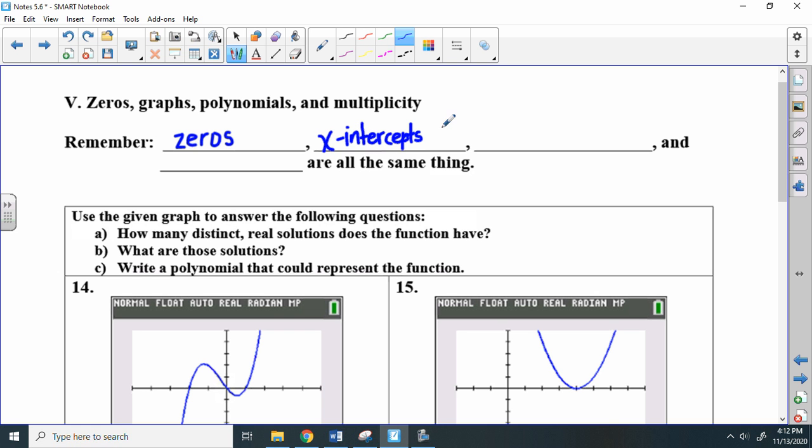And they are also the same thing as solutions. Now, I need to be a little more specific about that because it would be the same thing as real solutions. Because when you solve an equation and you get the zeros and the x-intercepts, that doesn't actually show you any complex solutions. So maybe we'll put real in parentheses. So zeros, x-intercepts, real solutions, and another term that you may see at some point is the word roots. They're all the same thing.